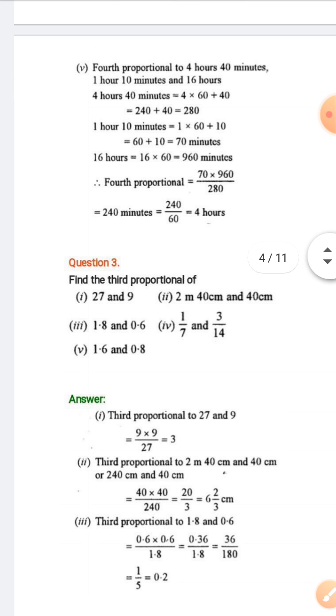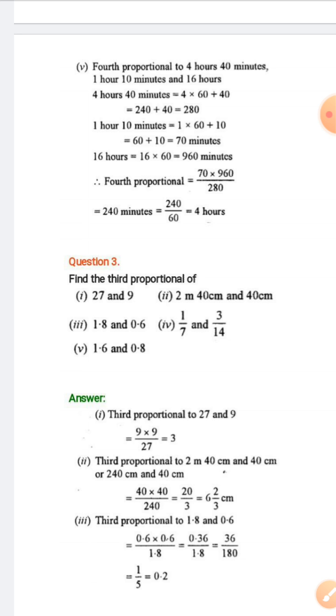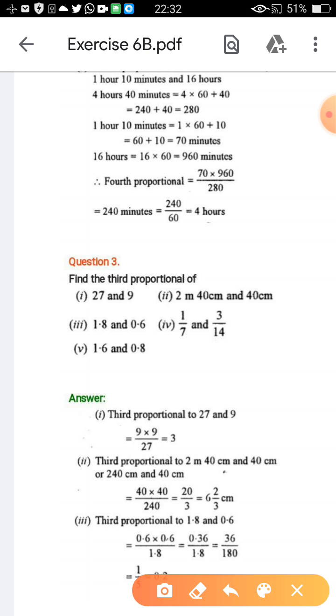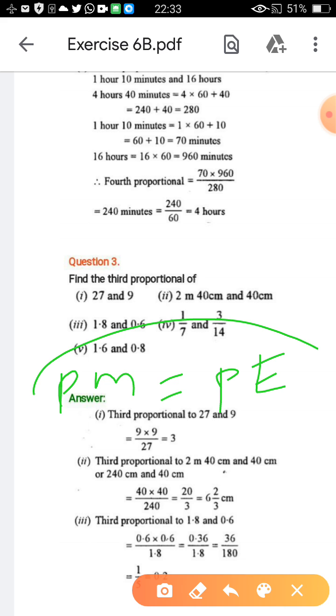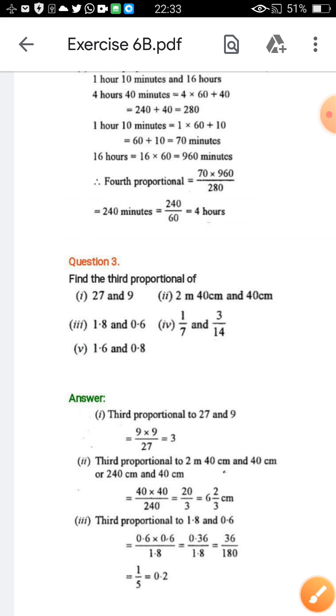Find the third proportional. Whenever the third proportional is not given, we know that the basic formula is there. What is the basic formula? Product of mean terms is equal to product of extreme terms. This is the basic formula. Now here we will find the third proportional.